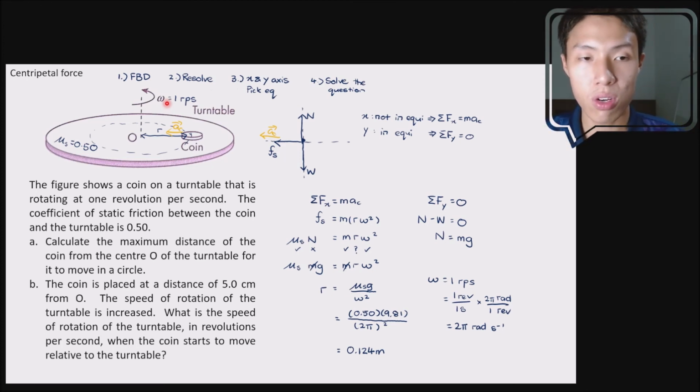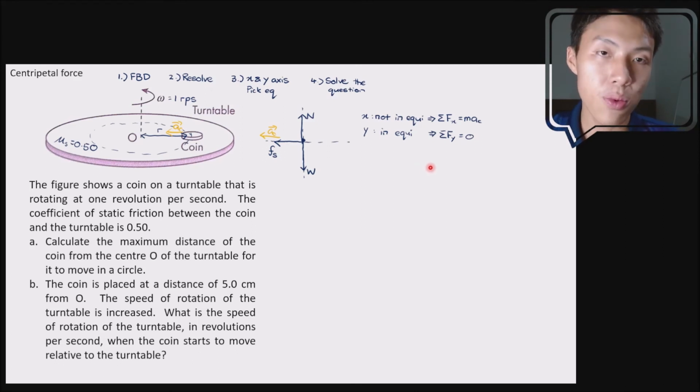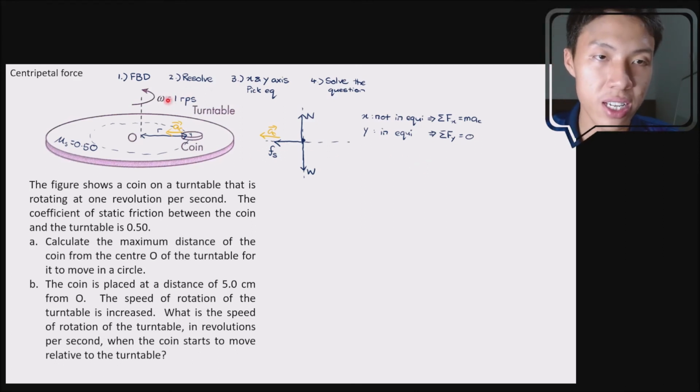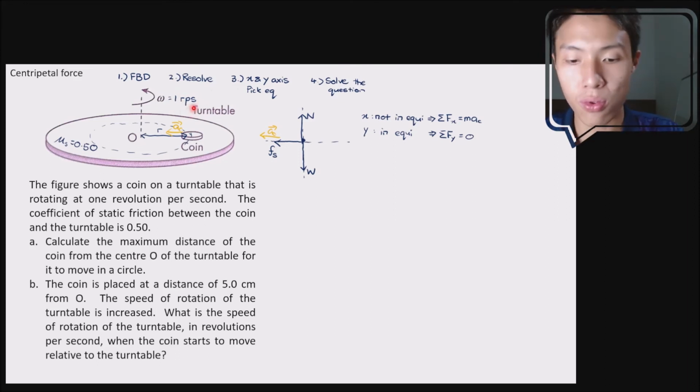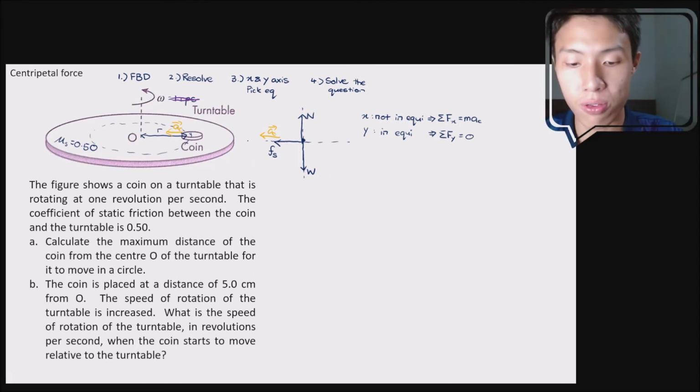So to solve this question, I'll need a new page to do my calculation. So please wait for a while. So everything that we did just now is still the same, but what has changed right now is that the omega is no longer one revolution per second. It is now slowly increasing, and at a certain value, the coin will start to slide, and we are asked to find what is that speed of rotation.